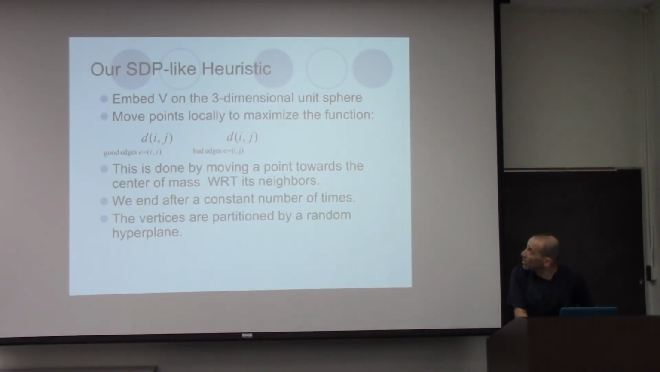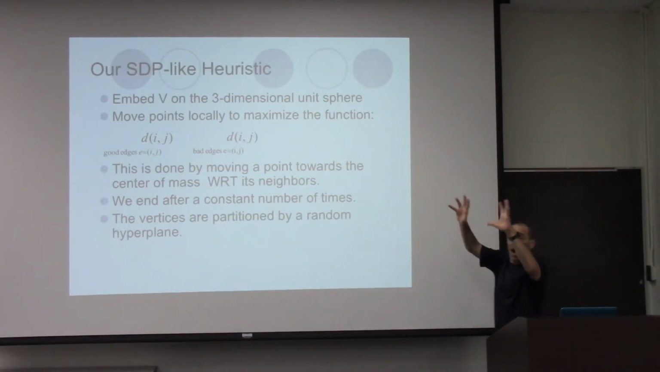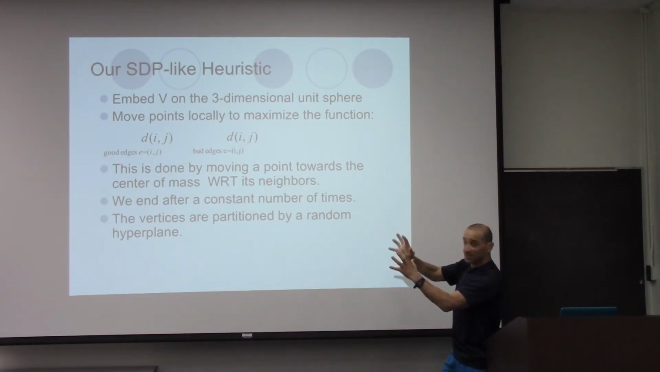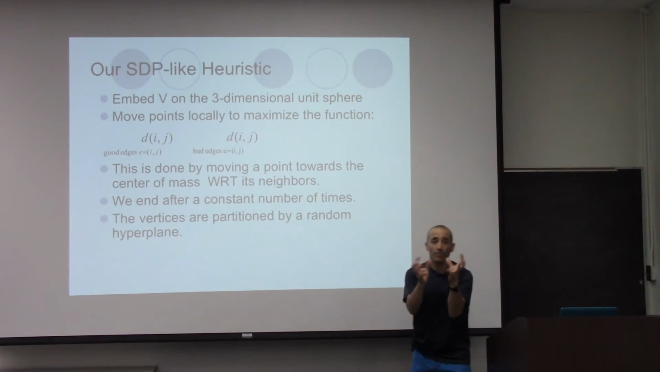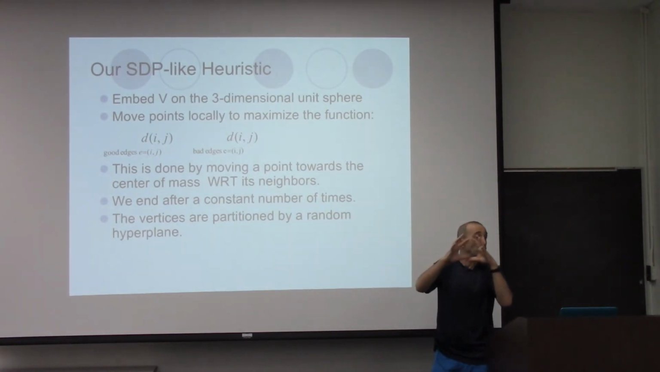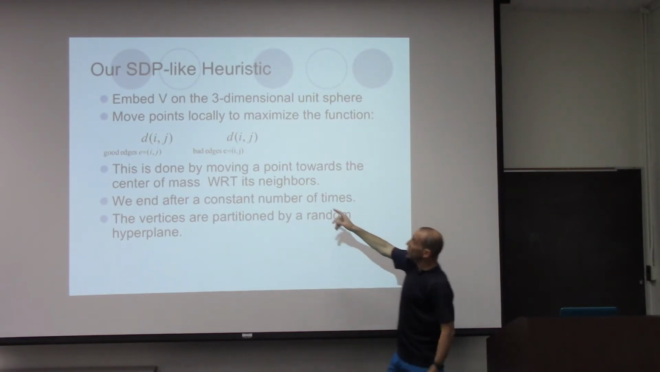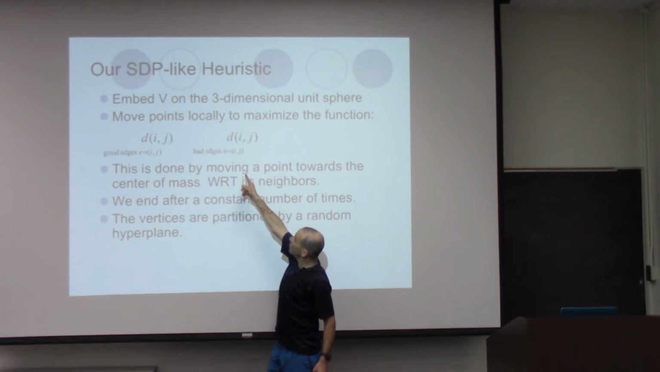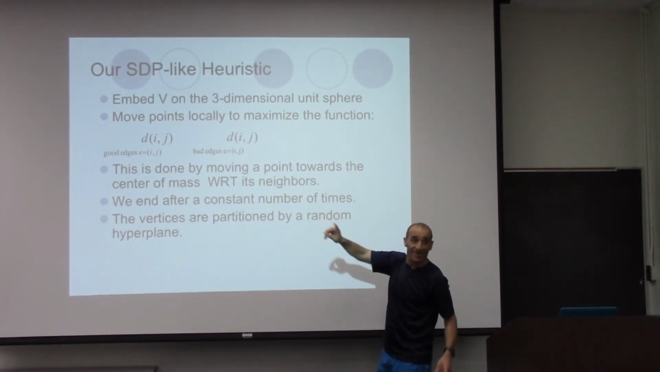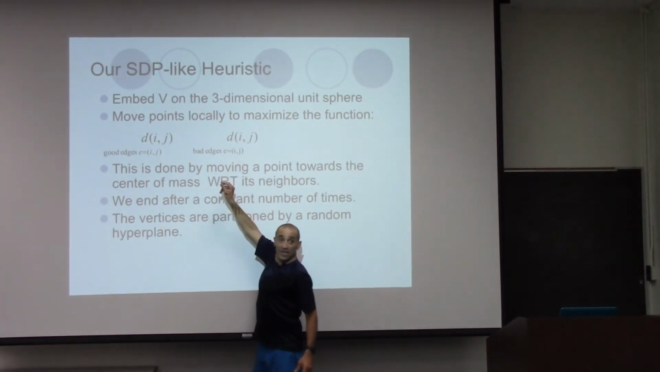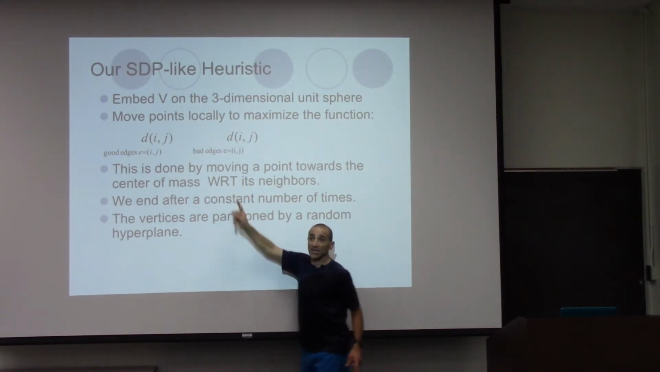Now I joined my host at Berkeley, and we gave this SDP-like heuristic. SDP, semi-definite programming, okay? We embed our nodes on the three-dimensional unit sphere, you will see soon, and we move the points over that sphere, so we actually embed a combinatorial setting into a geometric setting, and now we move the points to satisfy a geometric function, where we just replaced the indicator variable with a distance.